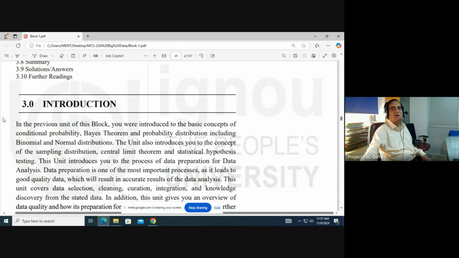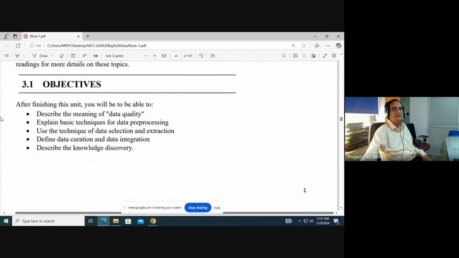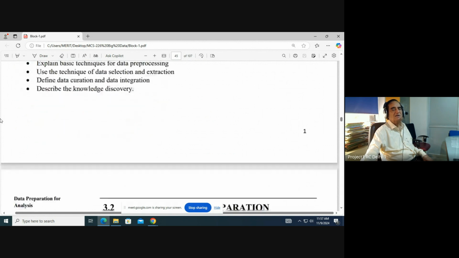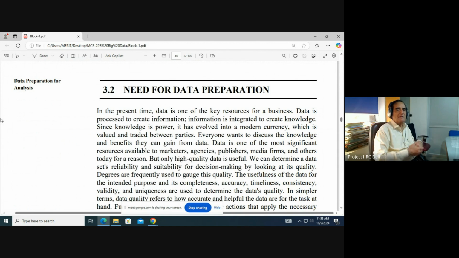In the previous block, you were introduced to the basic concept of conditional probability, Bayes theorem, and probability distribution, binomial and normal distribution. All these have been done. So, mean data quality, data processing, data pre-processing, data selection and extraction, data integration, and knowledge discovery. So, need for data preparation. Because data is structured, semi-structured, unstructured. So all the types of data are available.